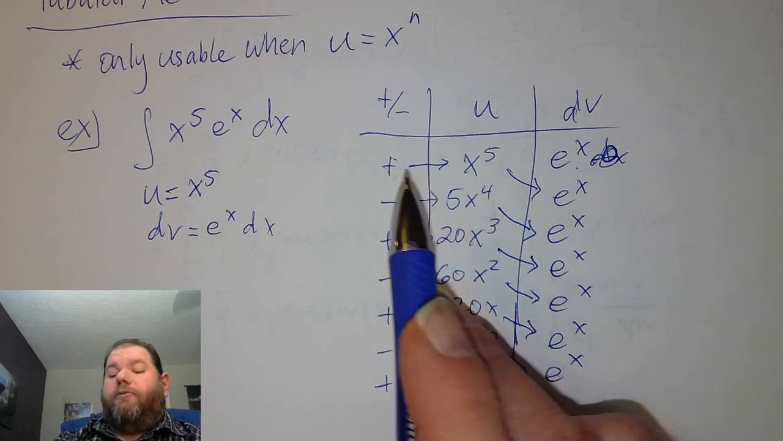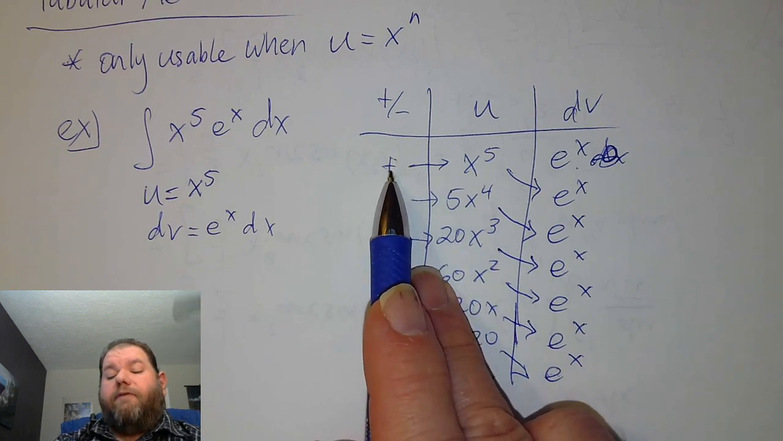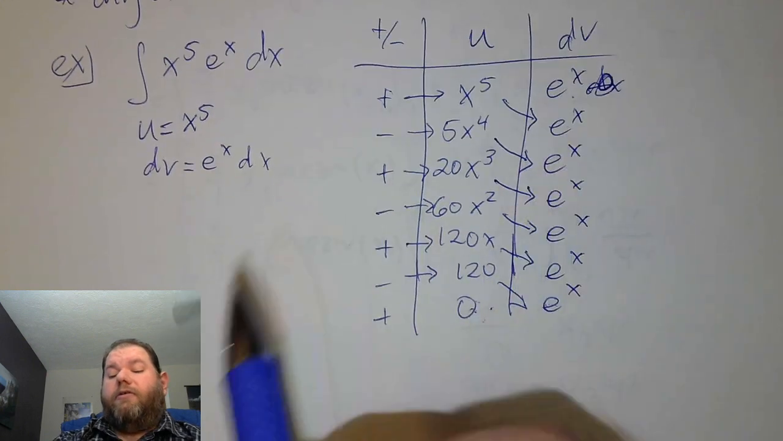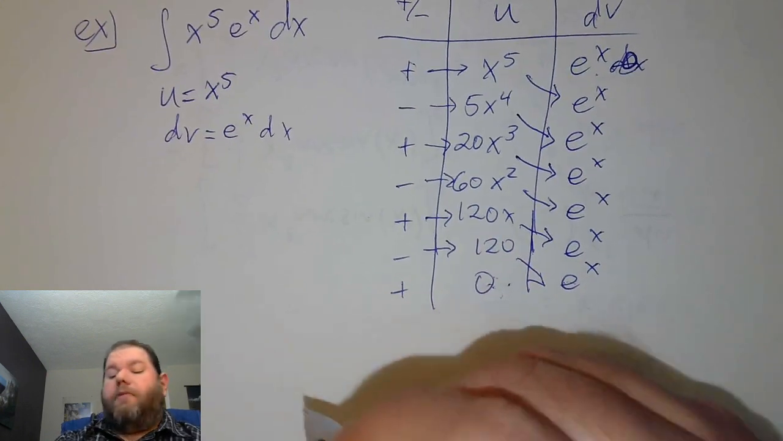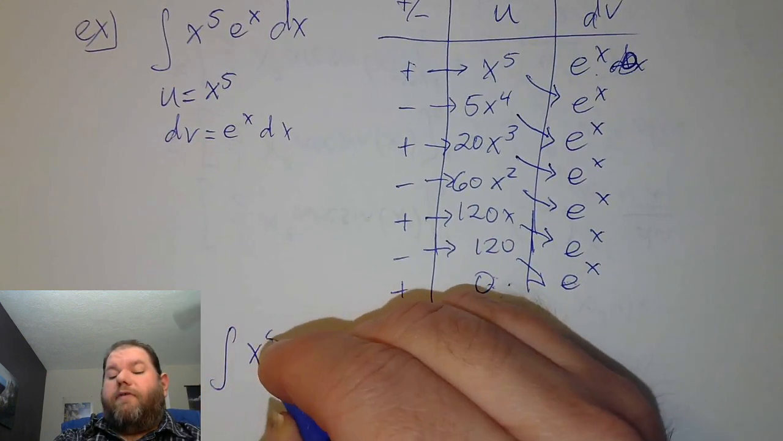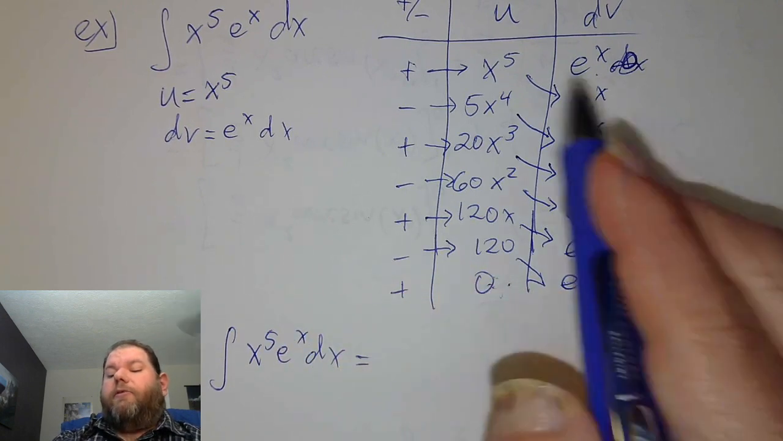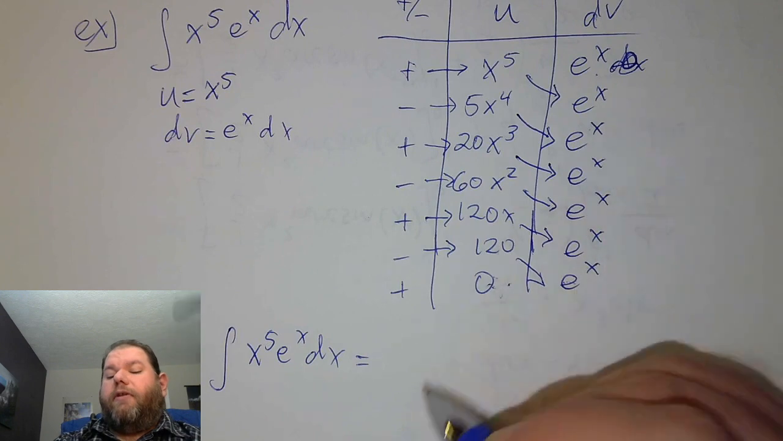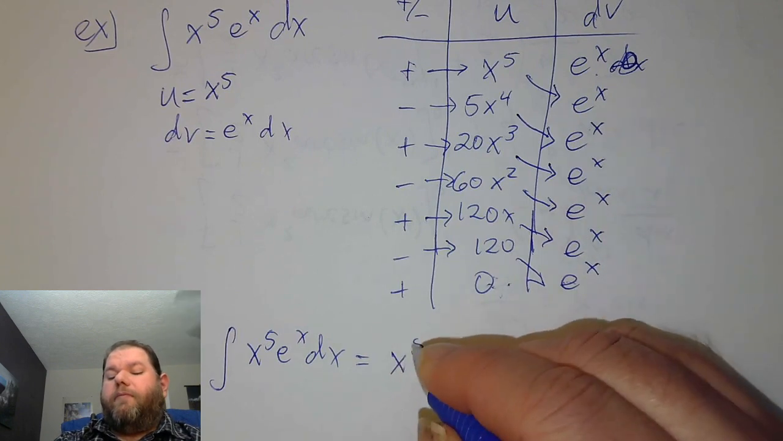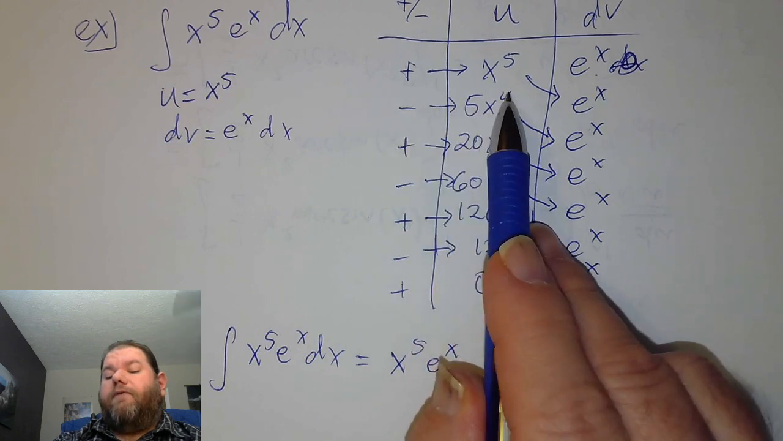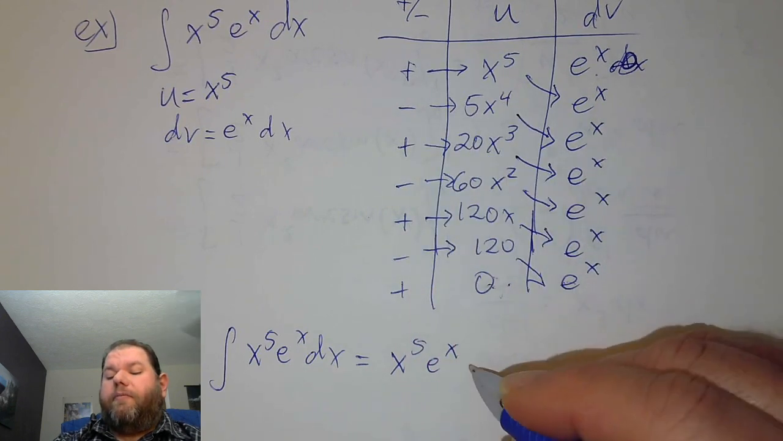So what we do is we know our first term will be a positive x to the 5th times e to the x. Okay, so our integral of x to the 5th e to the x dx. So we're going to have a positive x to the 5th e to the x. We're going to have a negative 5x to the 4th e to the x.